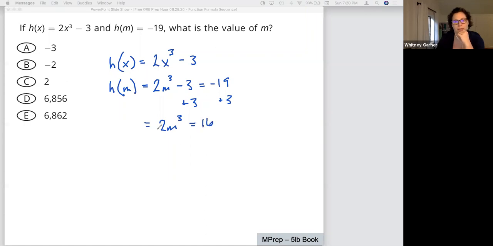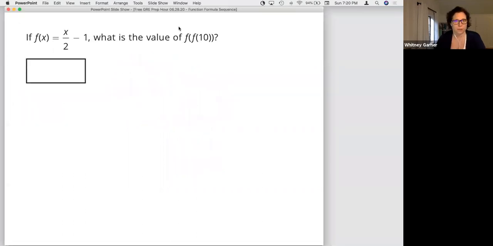I'm going to divide both sides by 2. So m cubed equals 8. What number when I cube it equals 8? Oh, excuse me, negative 8. Okay, that would be a negative 2. So the correct answer is B for everybody who put that down. Beautifully done.